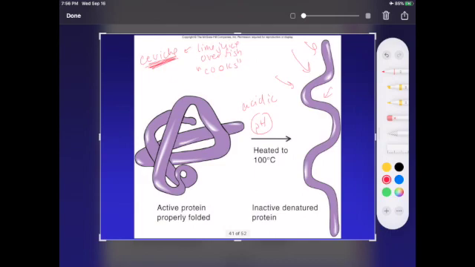You can also do that with salt to dehydrate things, because a lot of bacterial proteins have water attached to them and they'll lose their shape there too. So yes, we actually do use salting and dehydration as well.